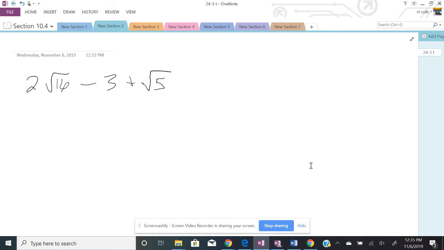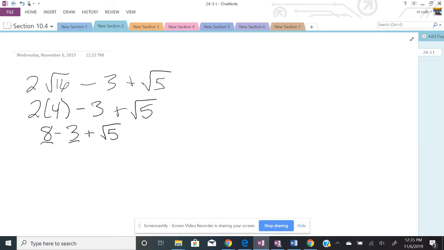You might move on to something like this. Anytime you have numbers, you've got to ask yourself, can I simplify that? Can I take the square root of 16? And the answer is yes. And that would give me 2 times 4 minus 3. Can I take the square root of 5? And the answer is no. That's in simplified form. Okay? So then I would have 8 minus 3 plus the square root of 5. 8 and 3 are like terms, so 8 minus 3 is 5. And then I can't combine anything with that square root.